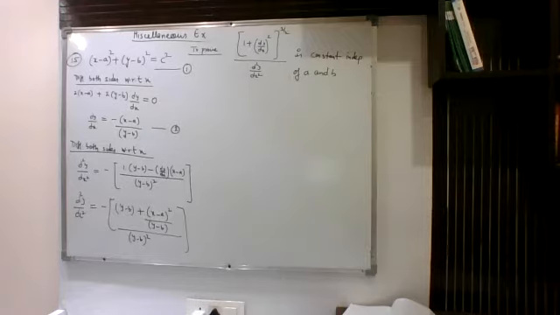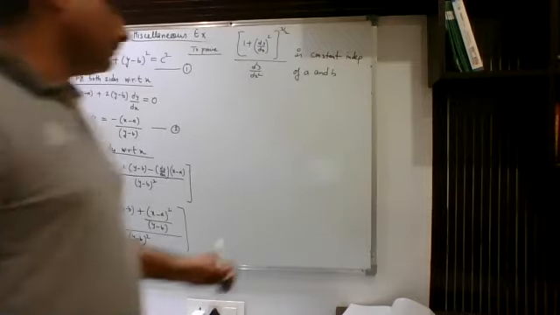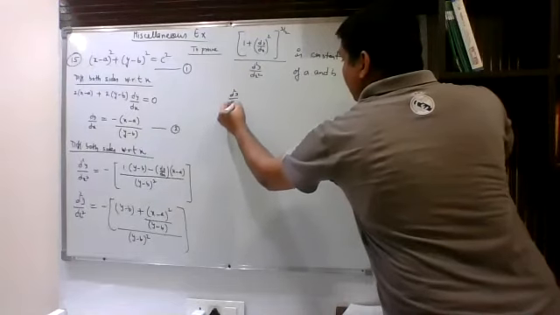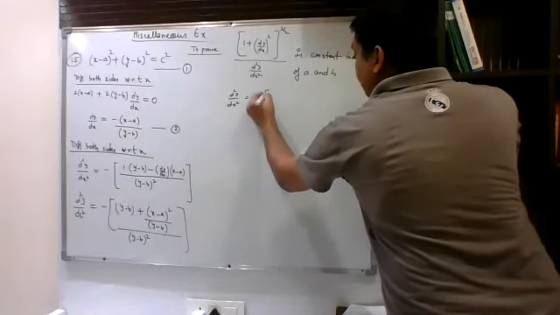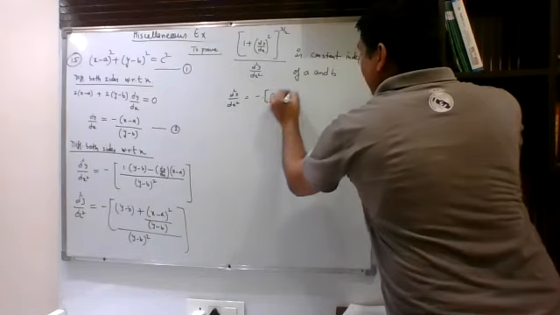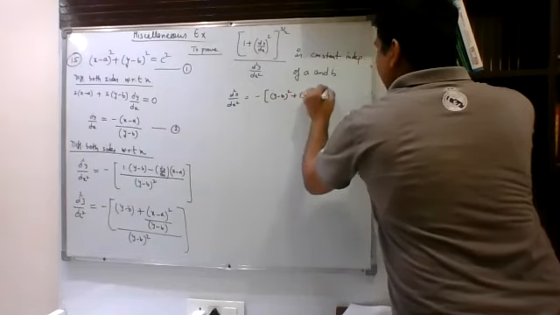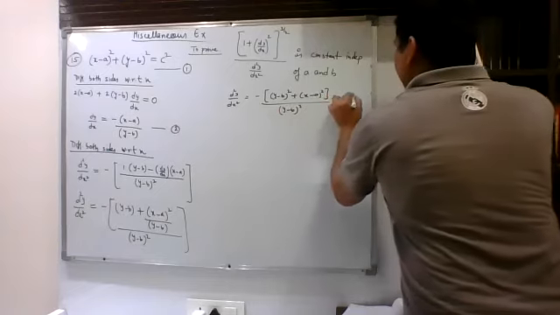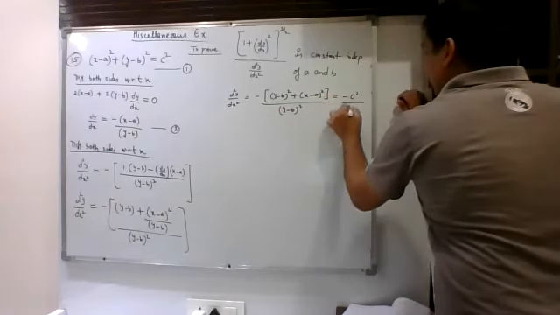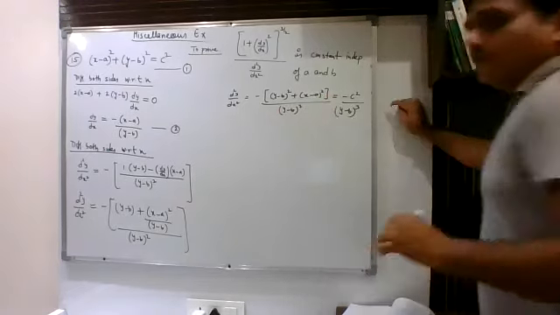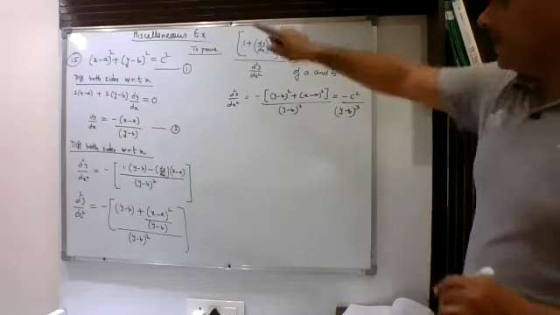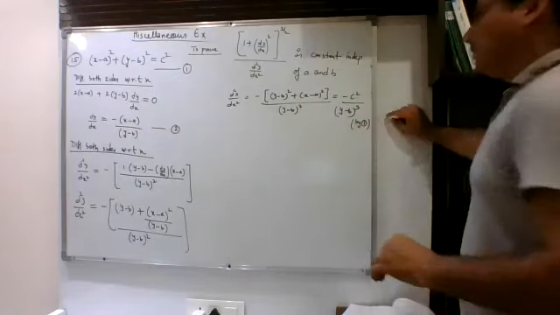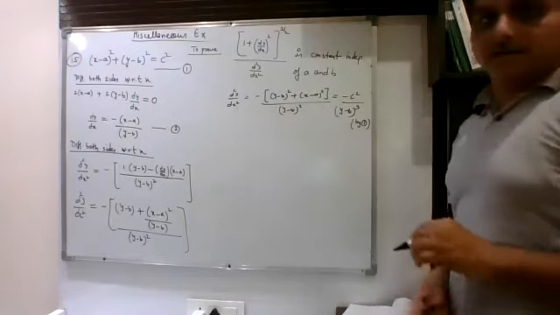So by taking LCM, I can rewrite the double derivative as equal to minus, outside, (y minus b) whole square plus (x minus a) whole square, whole upon (y minus b) whole cube. That can be written as minus c square upon (y minus b) whole cube, from number 1. So by using number 1, I can write this expression. So this is the simplification for this double derivative.